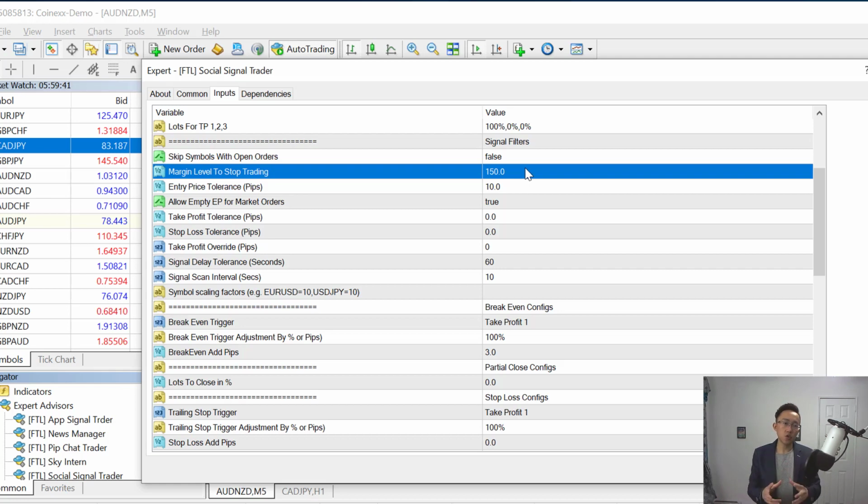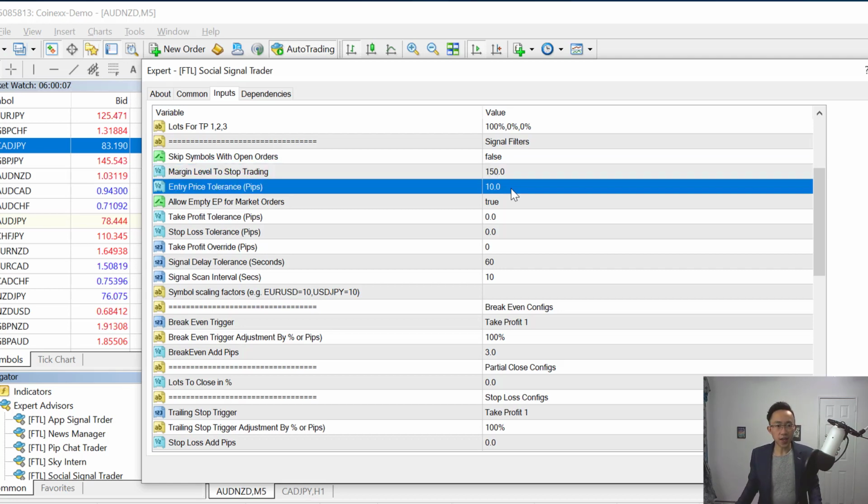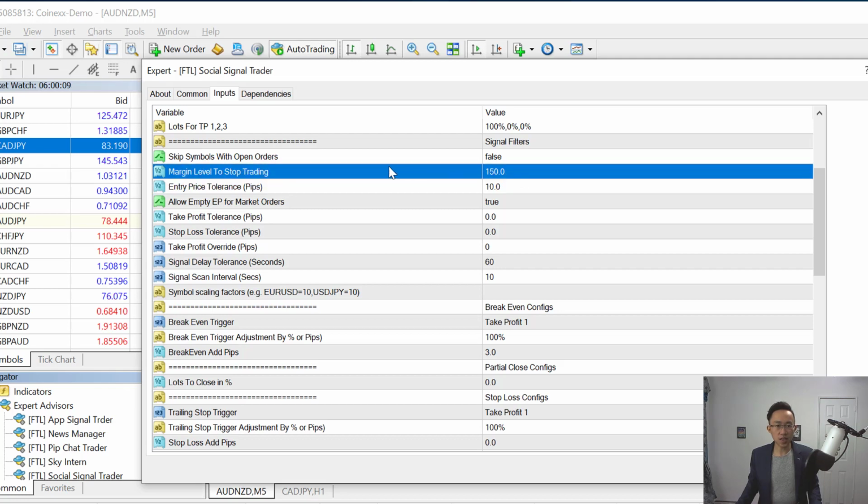If your margin level is below 150, then it's not going to take any more signals for you. Very simple. This is to protect yourself, because if your account goes below 100 in terms of margin level, your broker is going to close you out. So we want to set it a little bit higher so that you have a little bit of room, and that's what this setting is about.